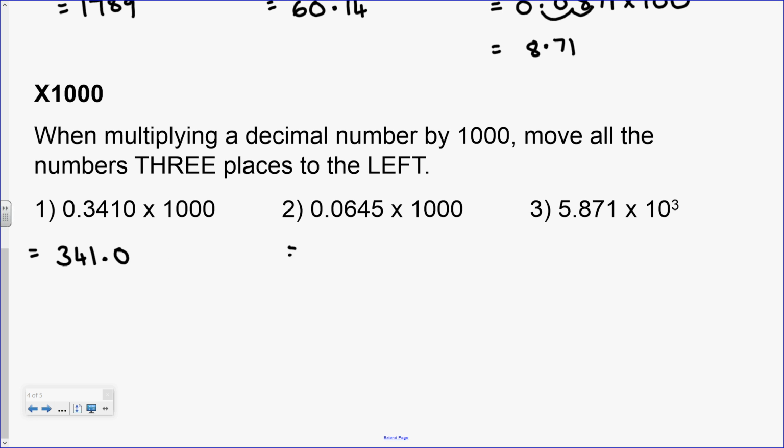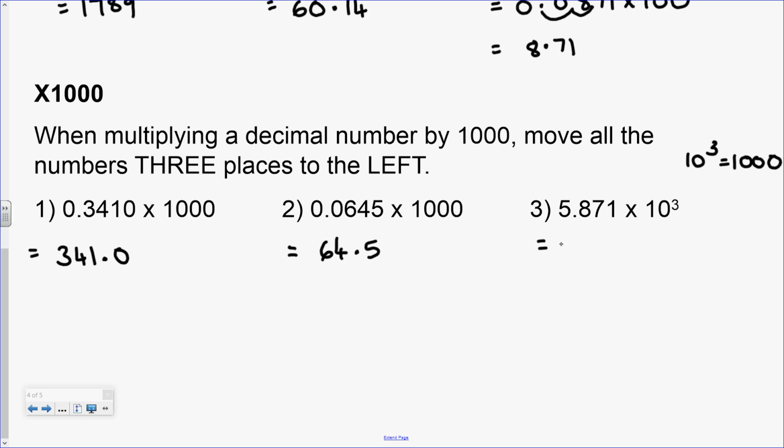Okay, number 2, again, we're going to move the numbers over 3 places to the left, or we could think about that point moving 3 places to the right, 1, 2, 3, so that becomes 64.5. And the last one. So again, looking a little bit different, but it's because math space shows 1,000 as 10 to the power of 3. So in math space, if you see 10 to the power of 3, that just means 1,000.